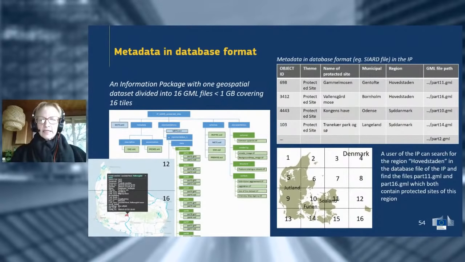Here, there is some metadata. There's the theme. What is the geospatial record? Is it an area of a protected site, for example? And also, there's the name of the protected site and maybe the name of the municipality and the region where this protected site is placed. So now, as a user of this information package, I can search this database. For example, if I need to find geospatial data from a specific region, I could search the name of a region, the Hovedstaden, that's the capital region of Denmark, and then I can see which GML files actually contain protected sites from that area.